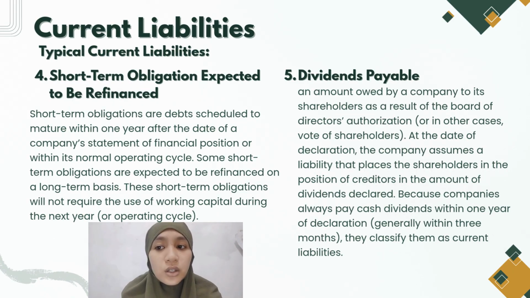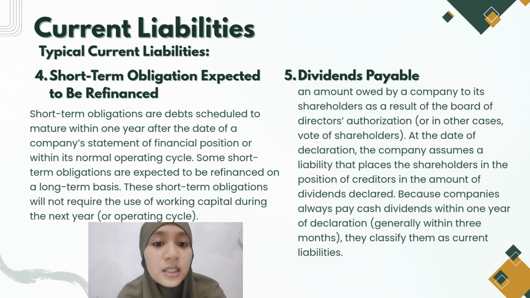The fourth one is short-term obligations expected to be refinanced. Short-term obligations are debts scheduled to mature within 1 year after the date of a company's statement of financial position or within its normal operating cycle. Some short-term obligations are expected to be refinanced on a long-term basis. This short-term obligation will not require the use of working capital during the next year.